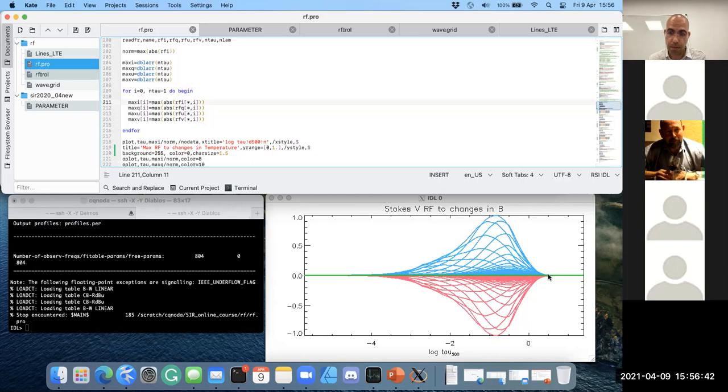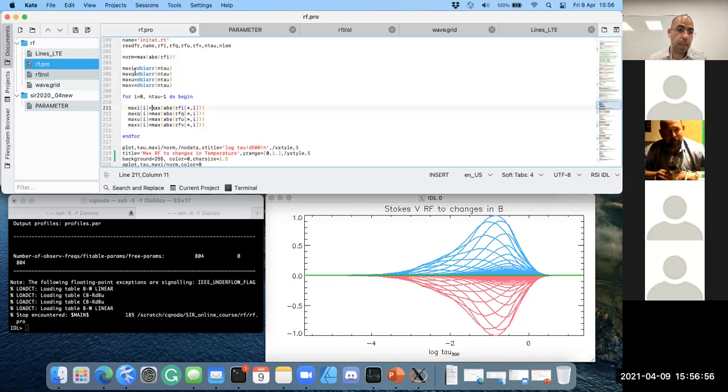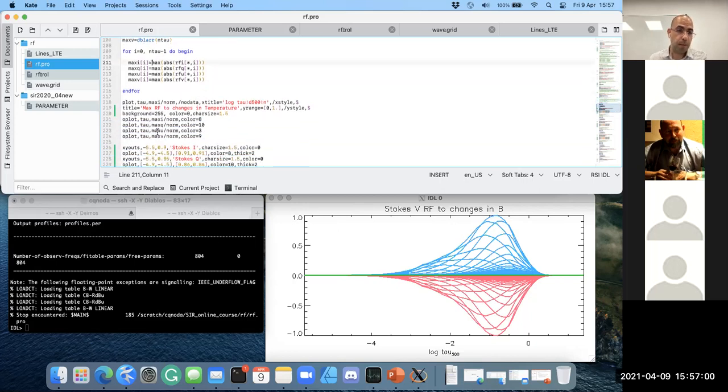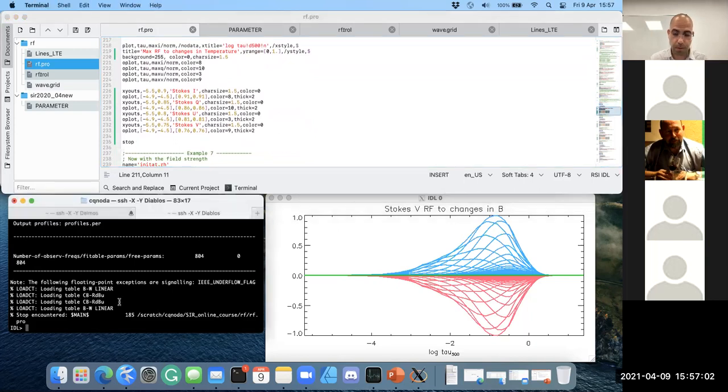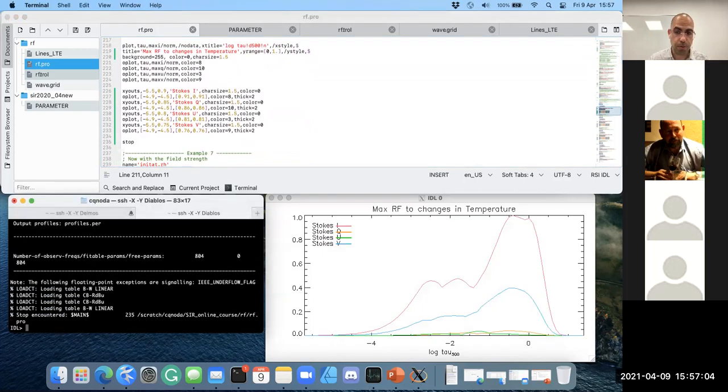So for example, in this case it is 0, but in this case it will be this line, in this case it will be here, in this case here. And I'm not really thinking about which wavelength it is. It's just the maximum of all the wavelengths. And I do this for Stokes I, Q, U, and V. Okay, so let's see the plot of this computation.